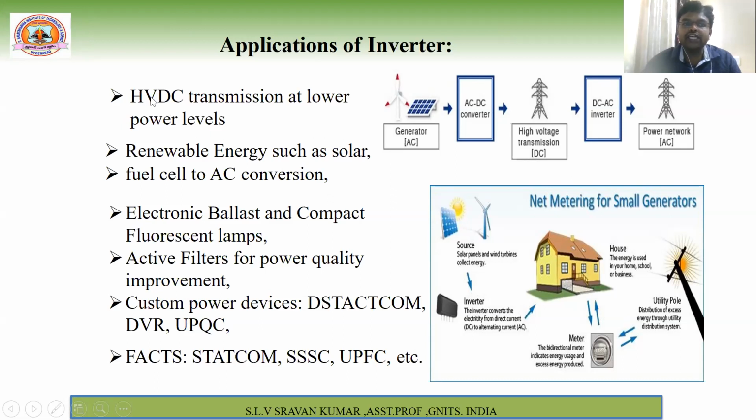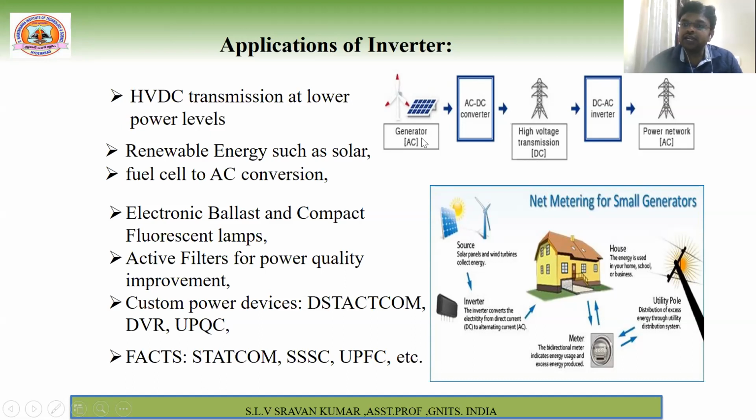The first one is very important, HVDC transmission systems at low power levels. And renewable energy such as solar and fuel cell to AC conversion. Electronic ballast and compact fluorescent lamps, active filters for power quality improvement, and custom power devices, DStatCom, DVR, UPQC, and StatCom, SC, UPFC. You will get these things in your next semester when you take the subject of HVDC and FACTS. Okay, now we'll see the first one, which is very important, HVDC transmission at lower power levels.